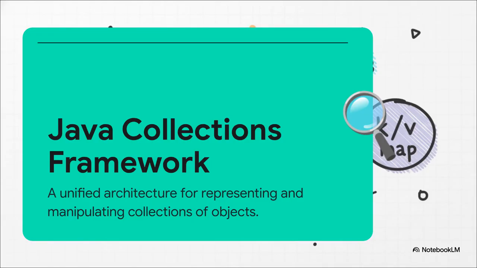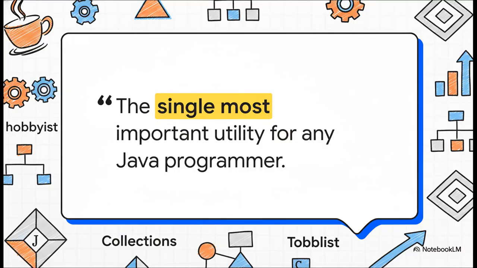So, what is it really? At its heart, the framework is this unified, standardized architecture. It gives you a consistent, reliable set of tools. We're talking interfaces and classes for handling groups of objects, and it doesn't matter if you have 10 things or 10 million. And look, I am not overstating this. A lot of people consider it the single most important utility for any Java programmer, period. Getting a grip on this framework is really what takes you from just dabbling in code to being a pro.